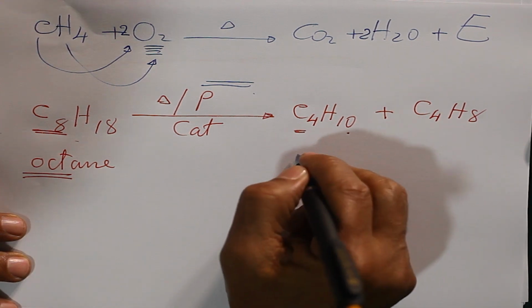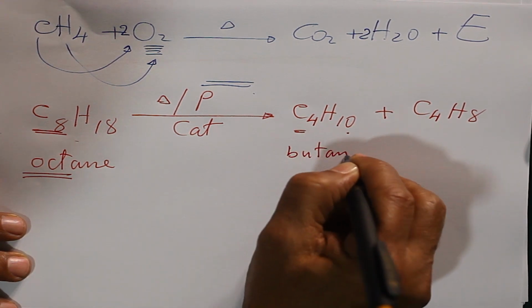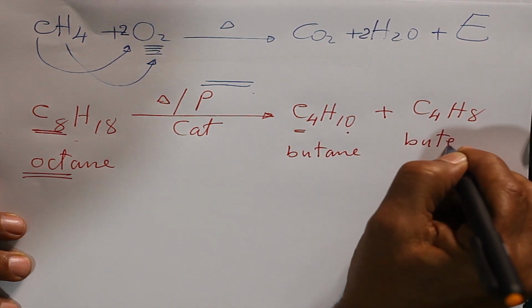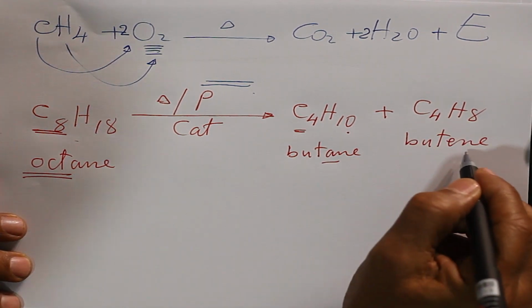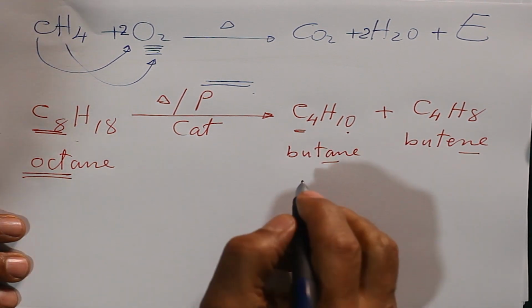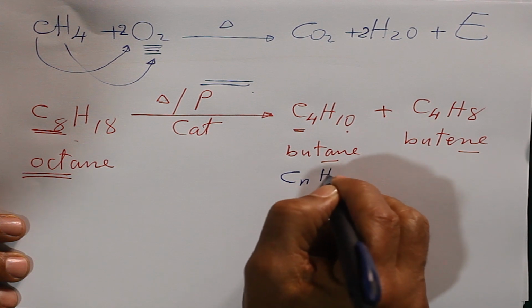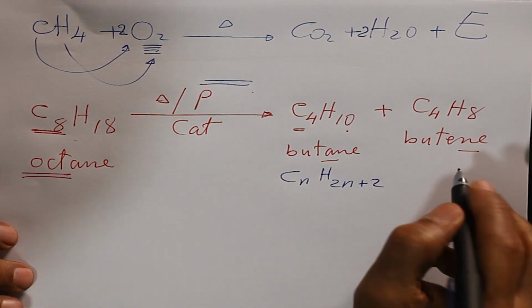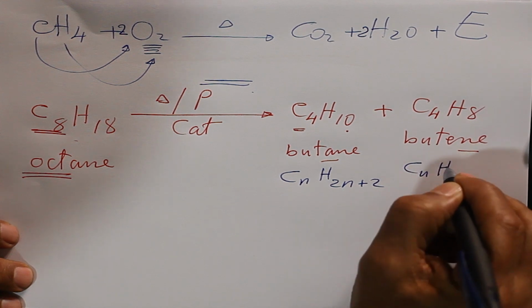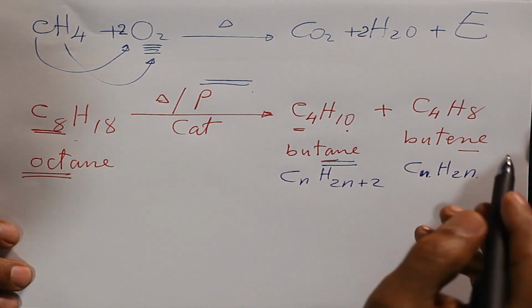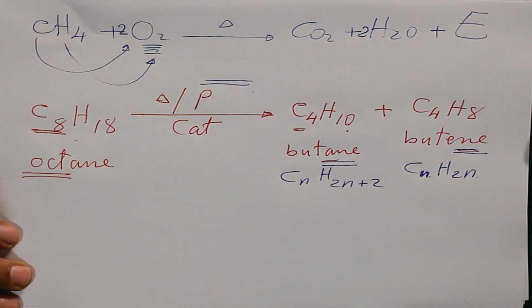C4H10 is butane, C4H8 is butene. What is the difference between them? According to the general formula, butane is CnH2n plus 2. According to the general formula, butene is CnH2n. So one is from alkane and the other from alkene.